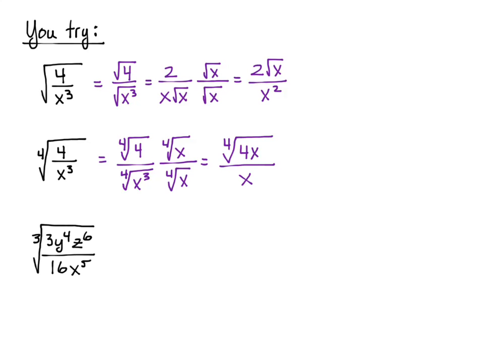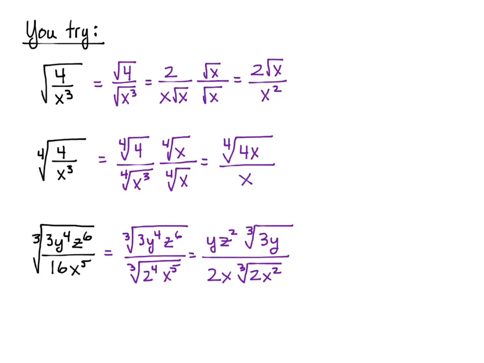Okay, so let's look at what we need to do here. If we factor everything, we know that once we separate the cube root of 3 in the numerator and the denominator, we're going to be able to take out a y, and we're going to be able to take out a z squared. And then in the denominator, it looks like we'll be able to reduce that power of 2 and that x to the 5th. So let's first separate them and factor, and then simplify the numerator and the denominator separately.